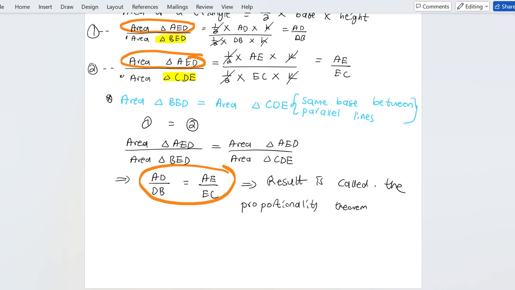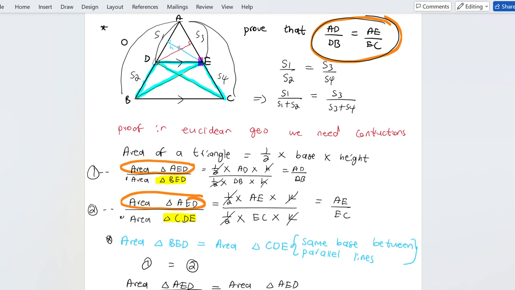So if they say state the proportionality theorem, you must state it: a line segment drawn in such a way that it connects the two sides of the triangle, and the very same line is parallel to the third side, then that line divides the two sides into sides which are proportional to each other.